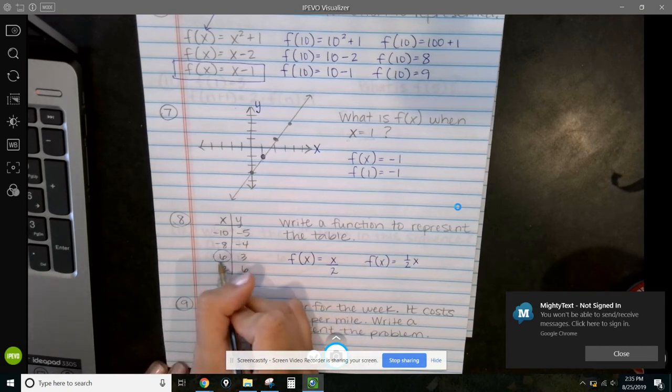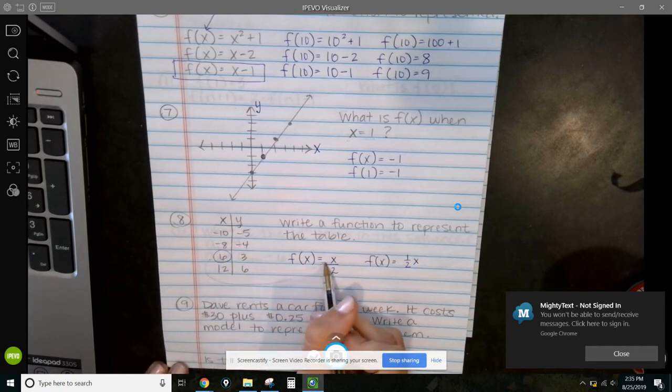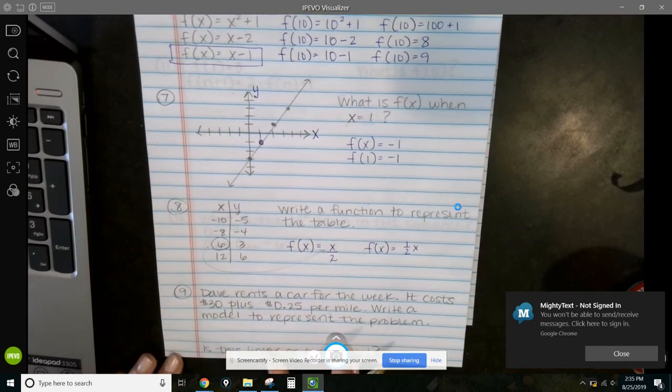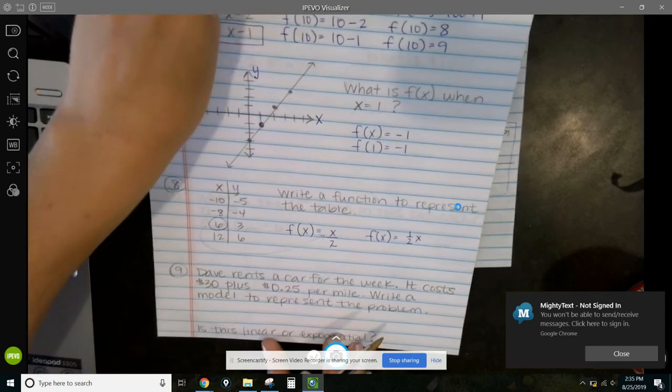So just grab one of these x's, grab 6, plug it in and see if that works. 6 divided by 2 is 3. Yep, that was my output value. All right, moving on. Number 9.